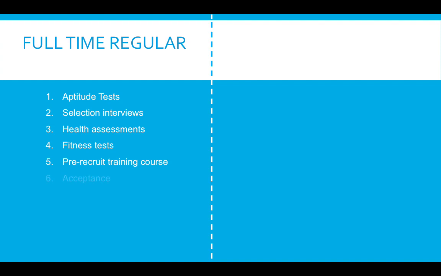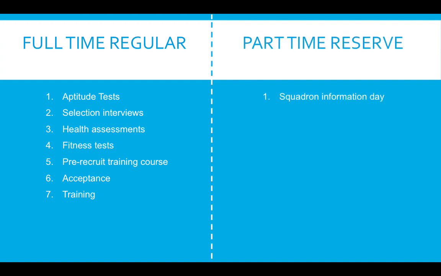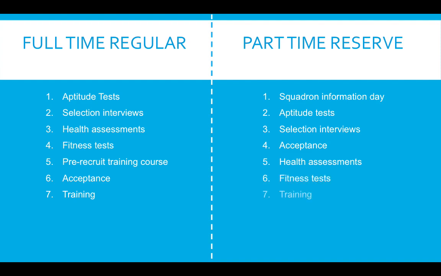Okay, so the 7 steps for the RAF regular jobs for full-time is aptitude tests, the selection interviews, the health assessments, fitness tests, the pre-recruit training course, the acceptance, and of course the training. So the difference between a part-time reserve is that you will need to undergo a squadron information day, then begin the aptitude tests, the selection interviews, acceptance, health assessments, fitness tests, and of course the training.